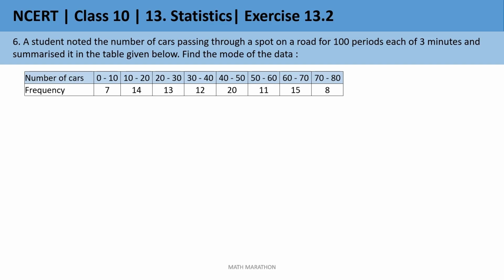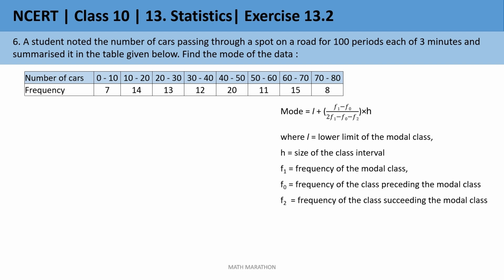A student noted the number of cars passing through a spot on a road for 100 periods, each of 3 minutes, and summarized it in the table given below. Find the mode of the data. We have a table with the number of cars and frequency. I have highlighted the class. I have highlighted the frequency.